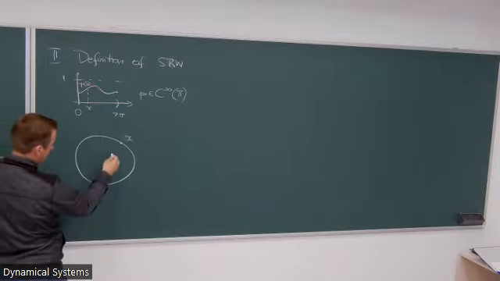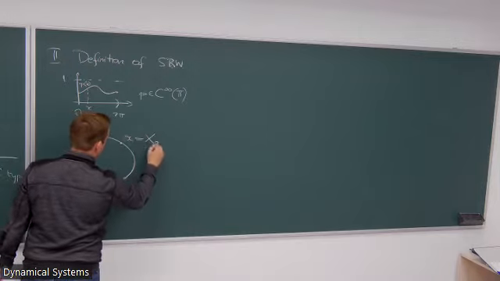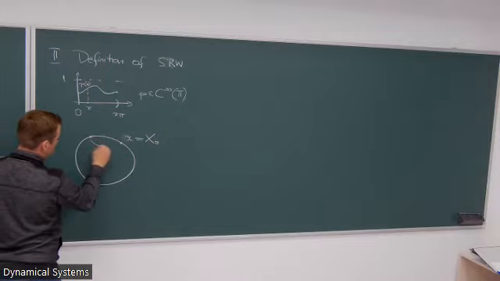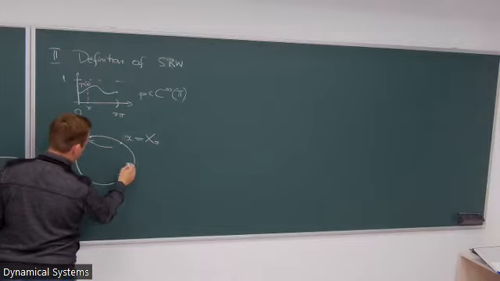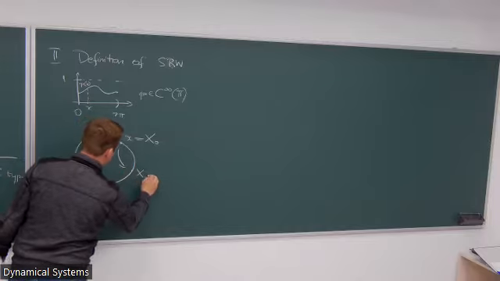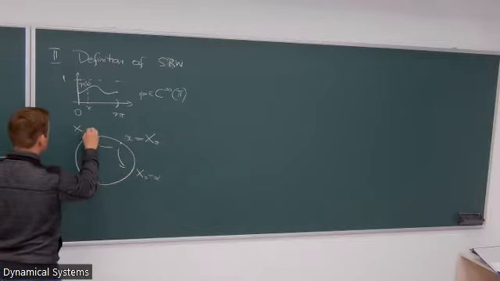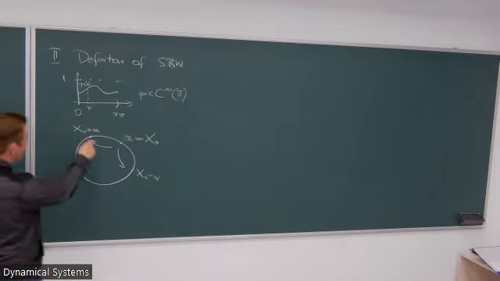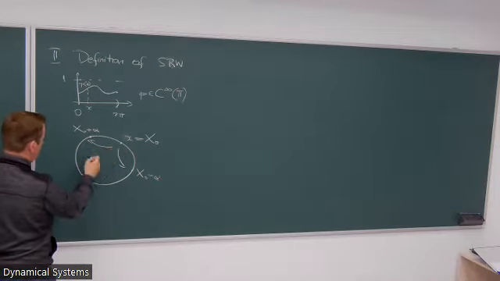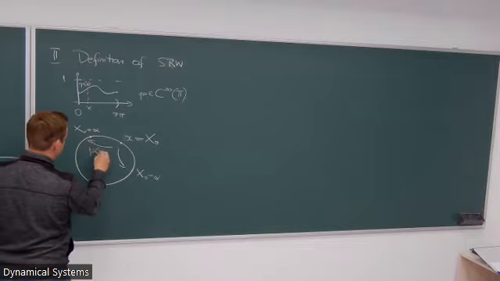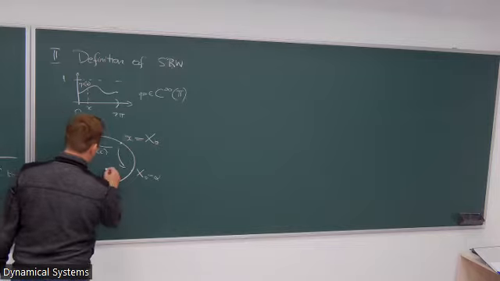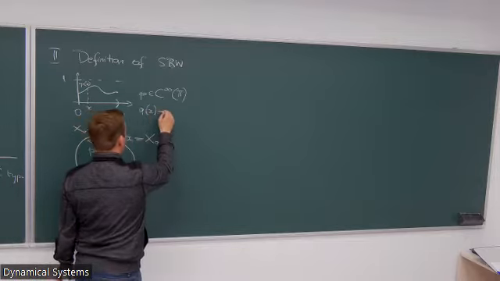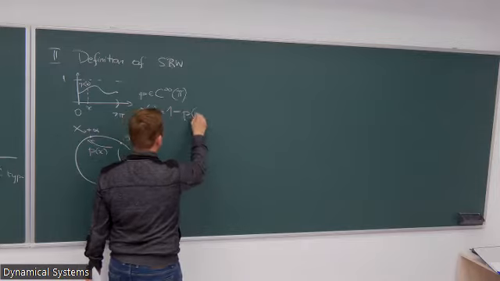Now, again, in the next moment, we can be at two points. We have just two possibilities: X0 minus alpha and X0 plus alpha. The difference is that the probability distribution is different. So we move to X0 plus alpha with probability P of X, and here with probability Q of X, where Q is just defined as 1 minus P of X.